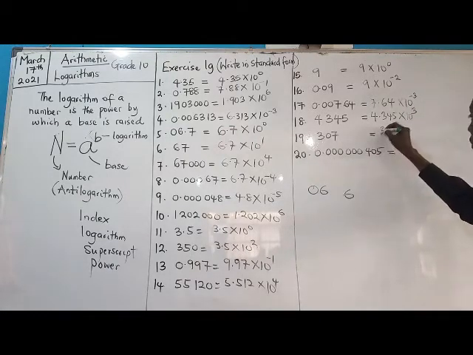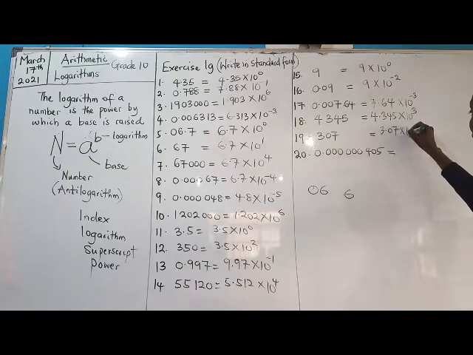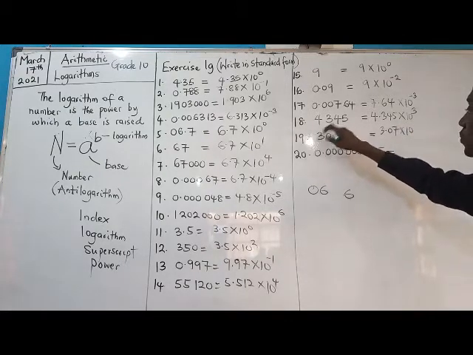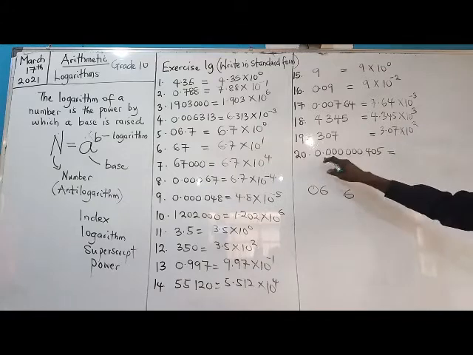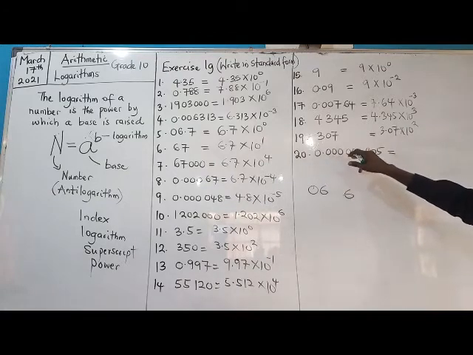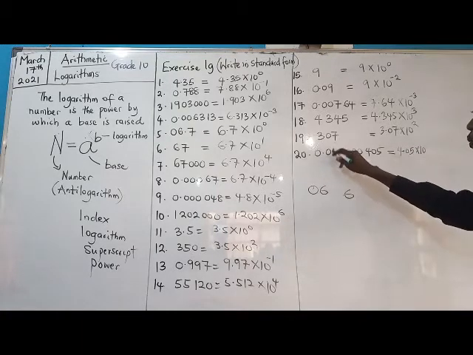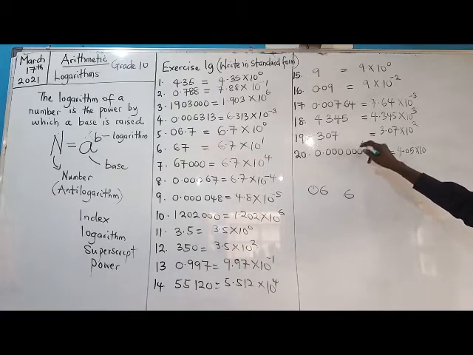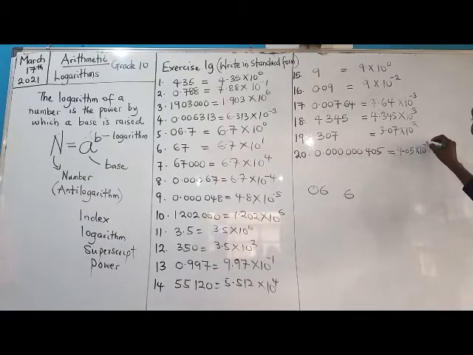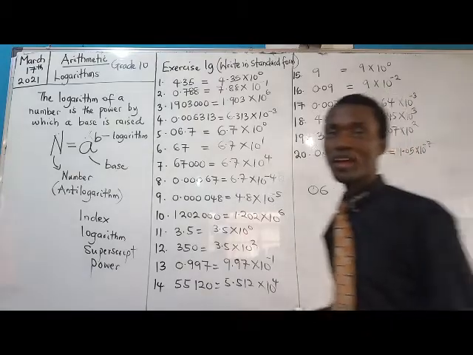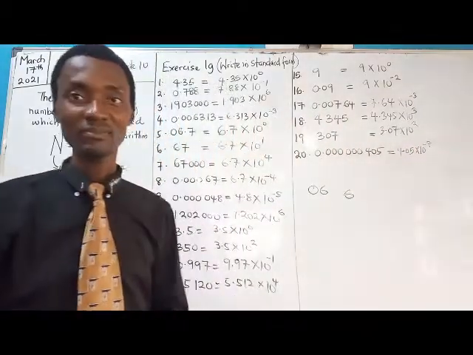Then this will be what? 3.07 times 10 raised to the power of what? 2. And this will be what? 1, 2, 3, 4, 5, 6, 7. 4.05 times 10 raised to the power of what? 1, 2, 3, 4, 5, 6, 7. Negative 7. So we have cleared the standard form.